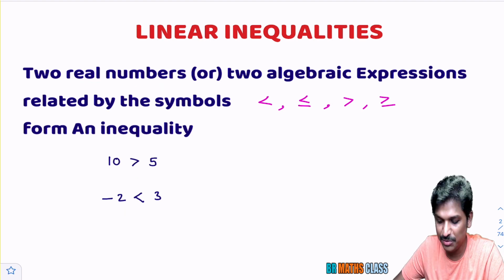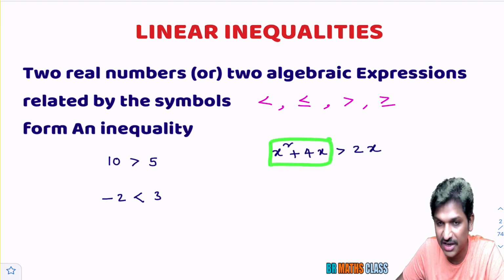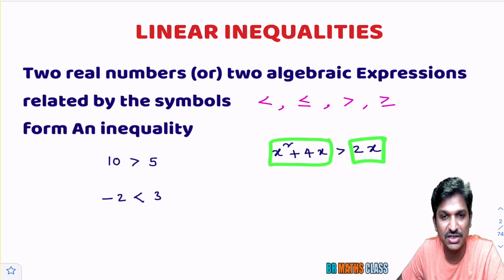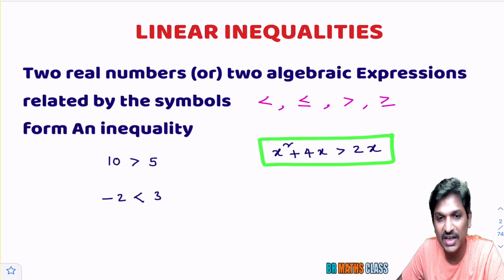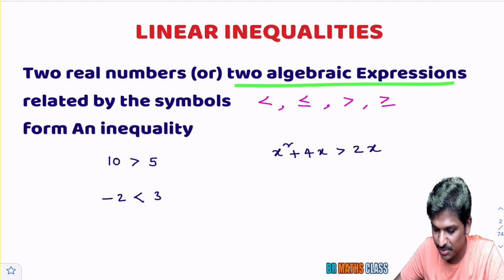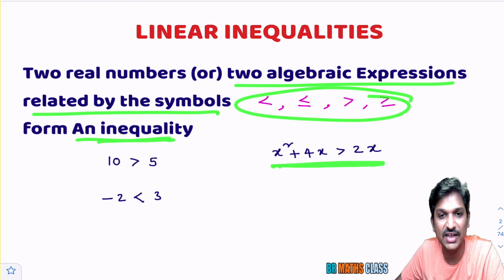Now I'll explain the same thing with two algebraic expressions. You observe here, x square plus 4x is greater than 2x. This is one algebraic expression, x square plus 4x, and 2x is another algebraic expression. These two algebraic expressions are related by an inequality symbol. Here I have written the greater than inequality symbol. This is one inequality. Two algebraic expressions related by these symbols form an inequality.